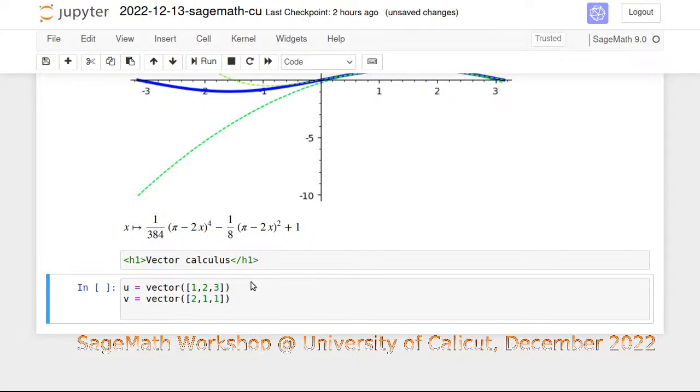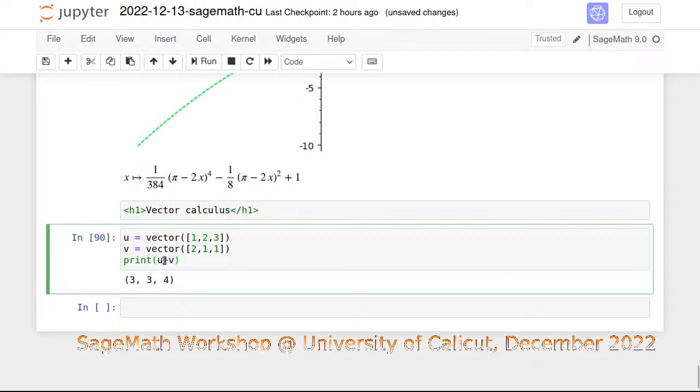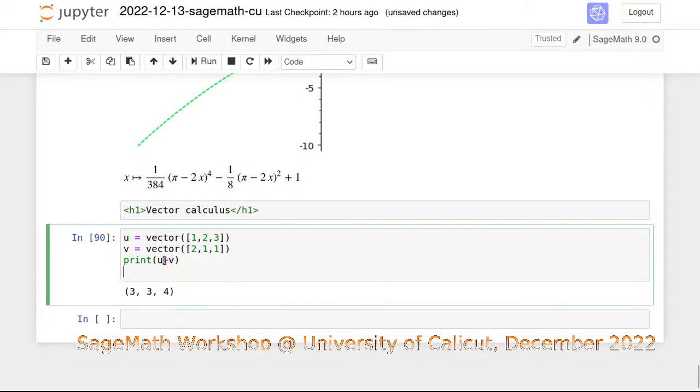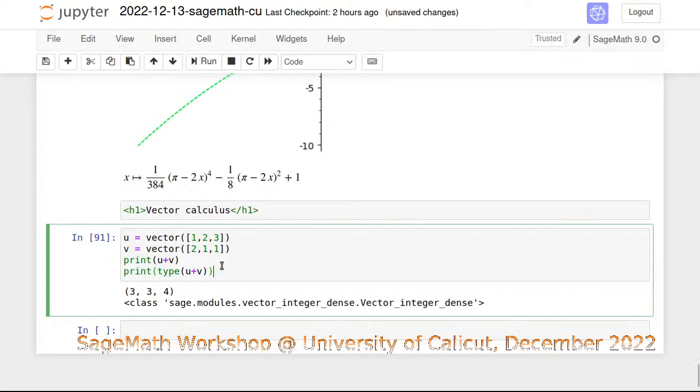Now vectors can be added as usual, u plus v. See that though we have written the list notation, Sage is converting this to actually a vector. So you can even see what type of object this is, the type of these two. This is in the vector class.